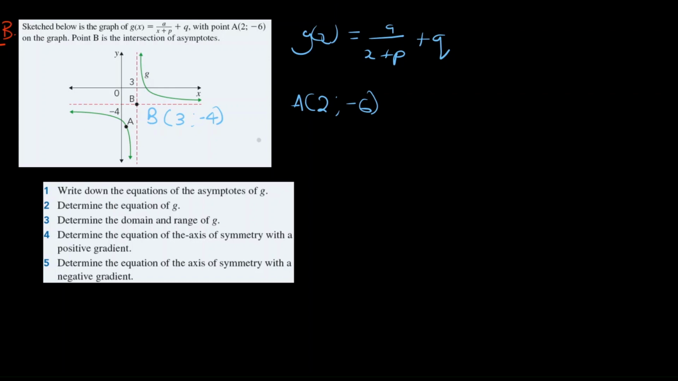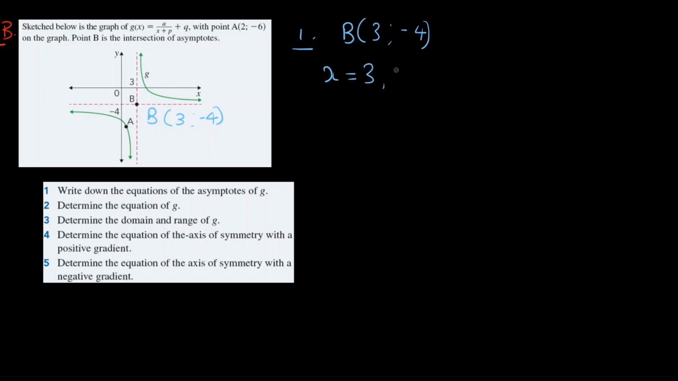And the first question we can dive into is asking us to write down the equation of the asymptotes of g. The equations of the asymptotes of g are based on point B, which is (3;-4). We know that x will be equal to 3 and y will be equal to -4. That will be the first part of the question. Question 1 done, go to number 2. It says determine the equation of g of x.